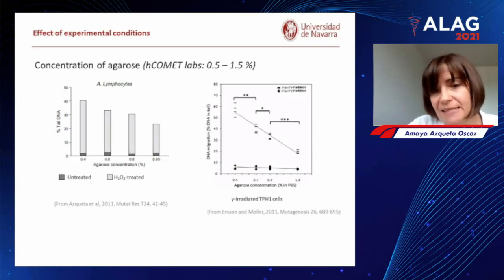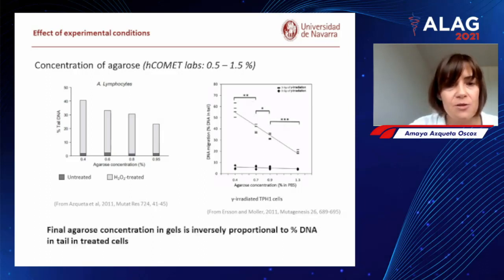The same results were obtained in gamma irradiated TPH1 cells. In this case, they were using agarose concentrations from 0.4 to 1.3. So final agarose concentration in gels is inversely proportional to percentage DNA in treated cells. And this is something that is expected, since low concentration will in a way facilitate the migration of the DNA.